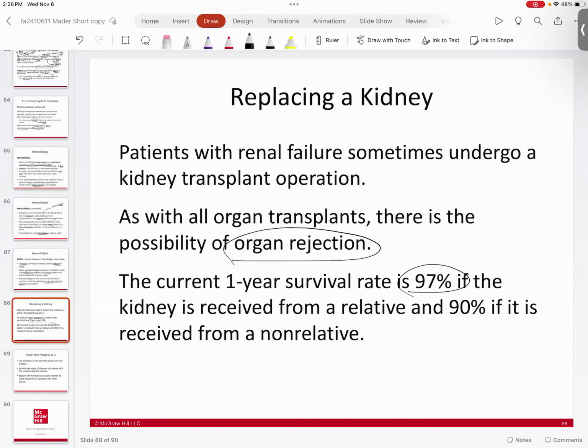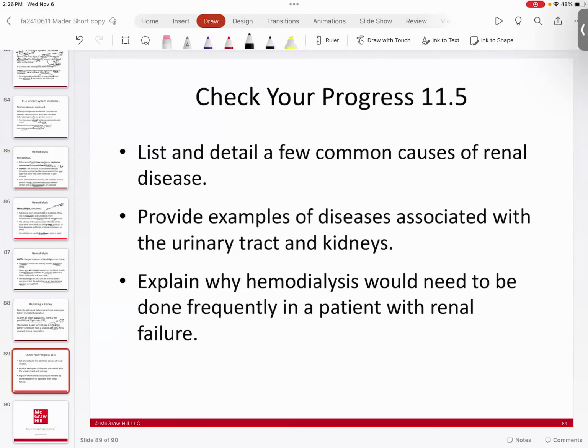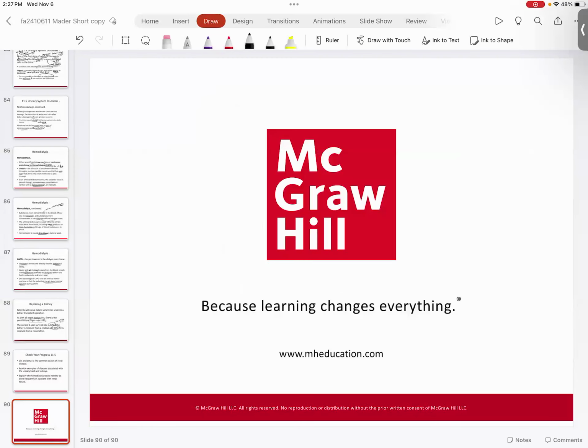right? If it's received by a relative, if it's 90%, then it's a non-relative, right? So essentially you have a better survival rate if you get it from a near relative. Less rejection, basically, is what's causing that. So you're less likely to reject a relative's kidney as opposed to a stranger's kidney. But still, 90% success is actually not bad, especially since you're basically looking at total kidney failure as your alternative.